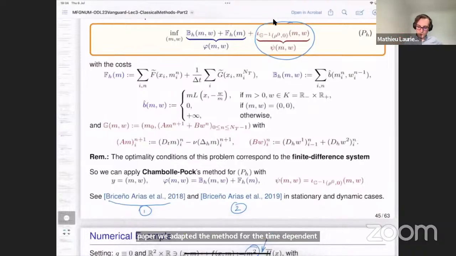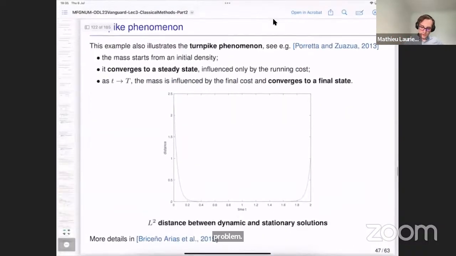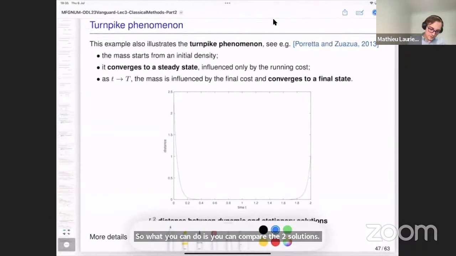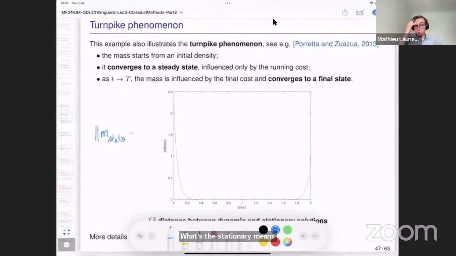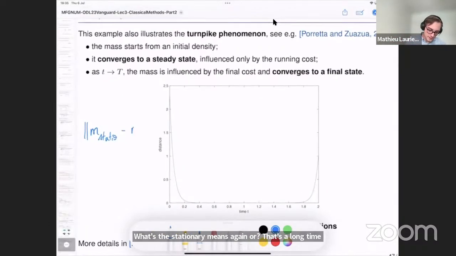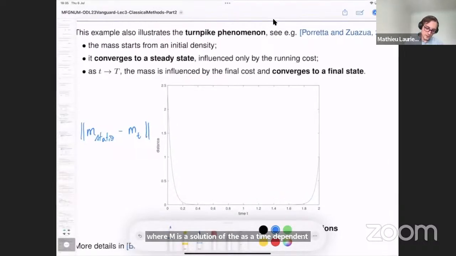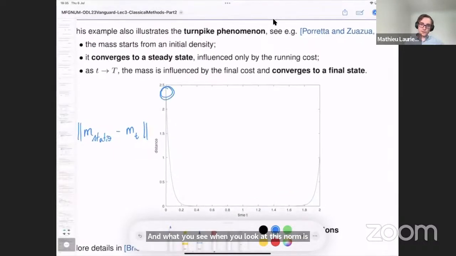So what you can do is compare the two solutions. You can measure the distance between the m stationary, for the stationary mean field game, or the long-time mean field game, where the PDE system is independent of time, and m at time t, where m is the solution of the time-dependent problem. What you see when you look at this norm is that at the beginning, the value is pretty large because m has an initial m0.